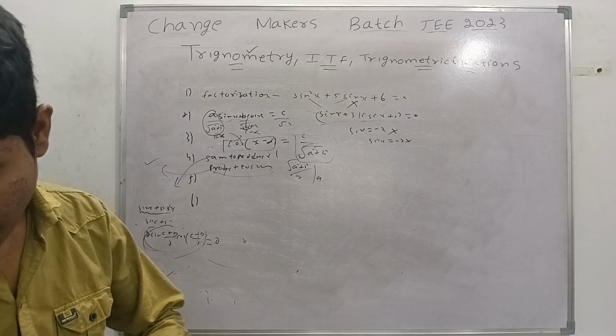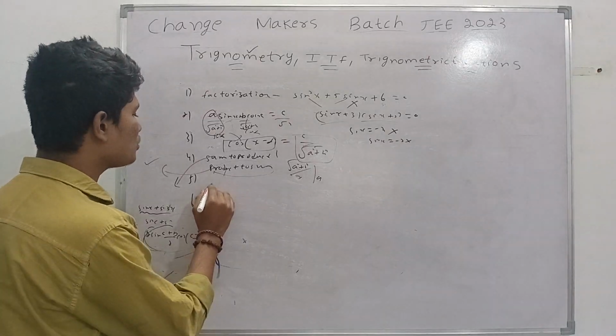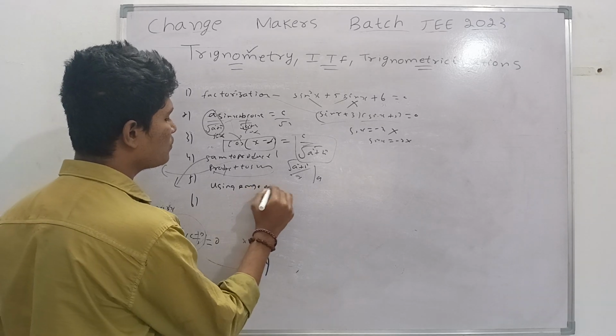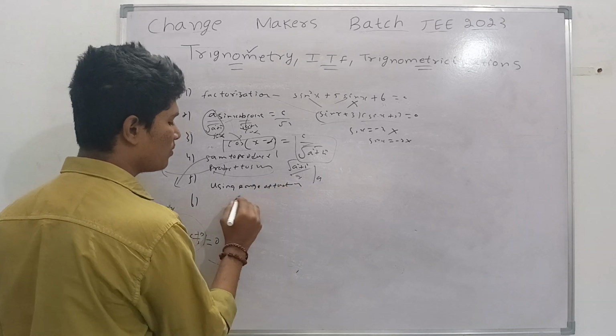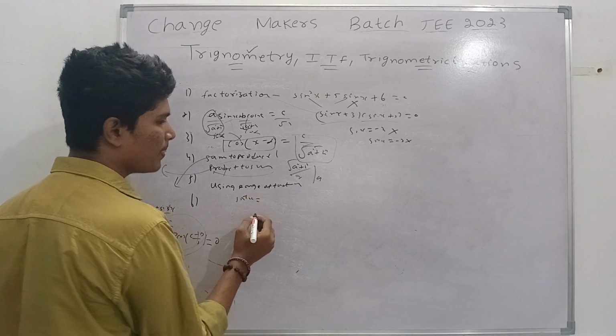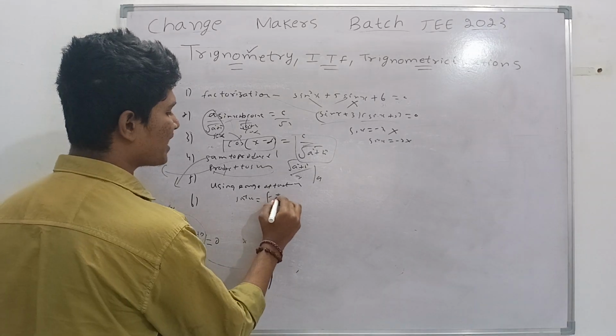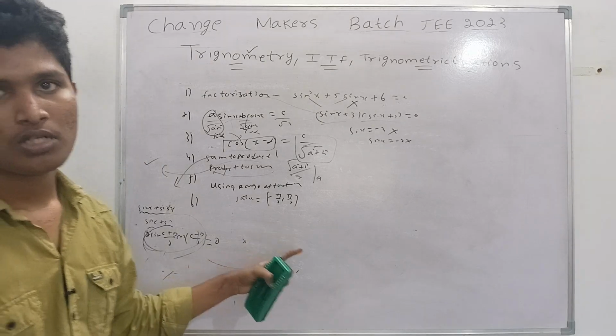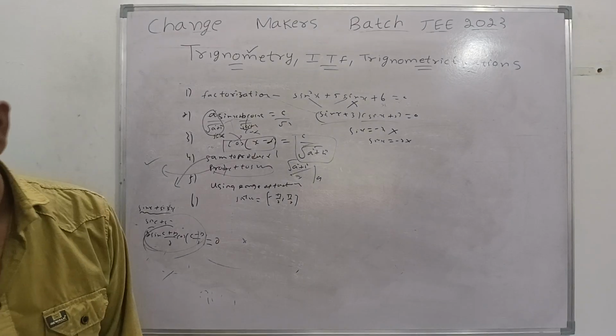And now the fifth step is using range of functions. You already know for sin inverse x, what is the range? The range is minus pi by 2 to pi by 2. So you cannot exceed this range. So by using ranges, you can do the problems.